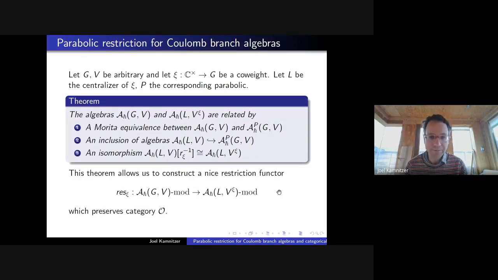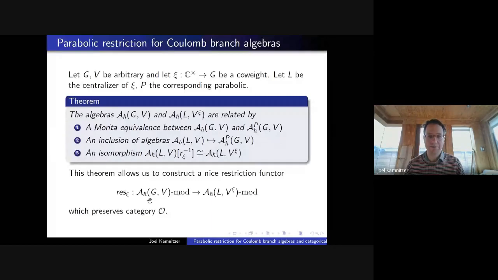So altogether, we can use this theorem to define a nice restriction functor. How does it work? We start with a module here, we apply the Morita equivalence, we get a module here, we restrict it under this inclusion, and then we apply localization to get a module for the localization. So this altogether gives us a nice restriction functor, whose properties we can study quite well because each of these steps is well controlled. It gives us a restriction functor from this Coulomb branch algebra to that Coulomb branch algebra, and we can prove that it takes modules in category O to modules in category O.